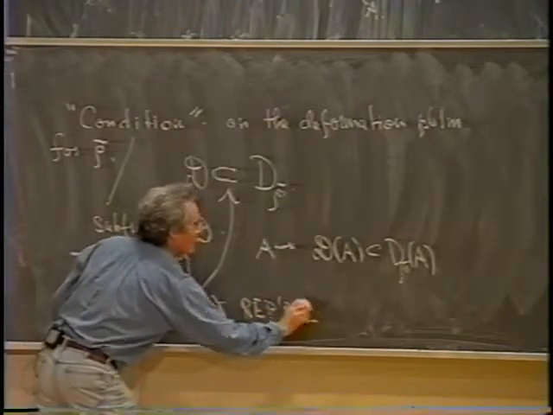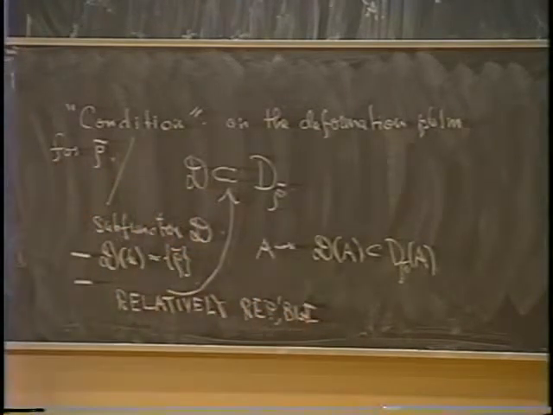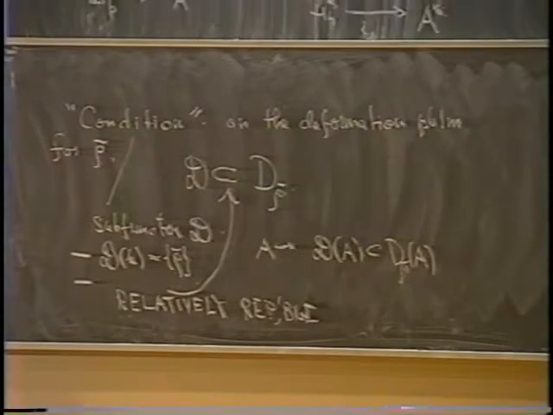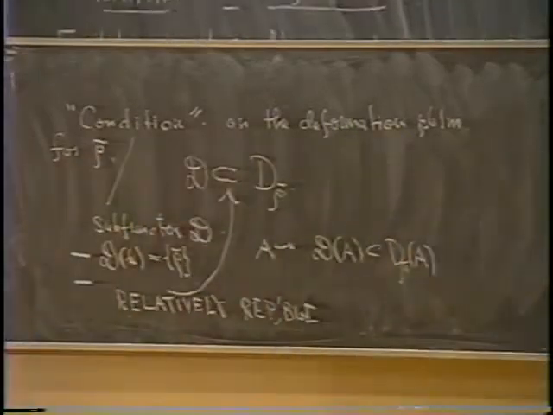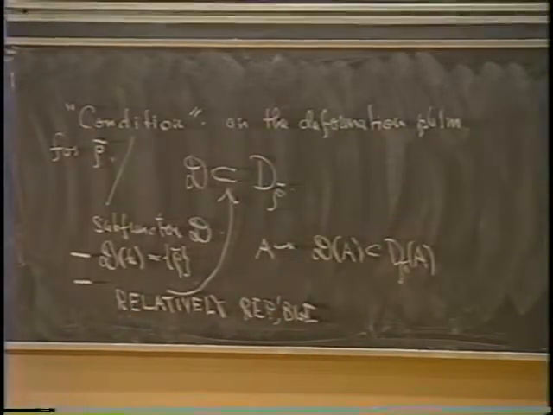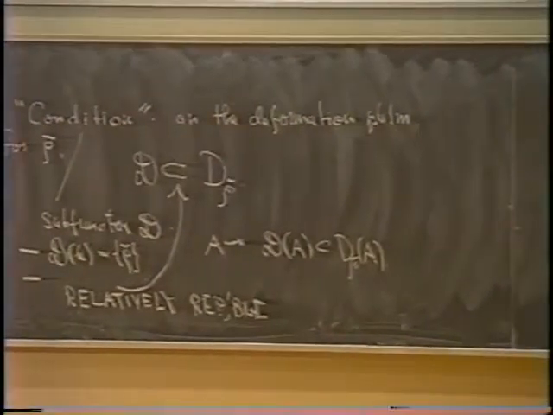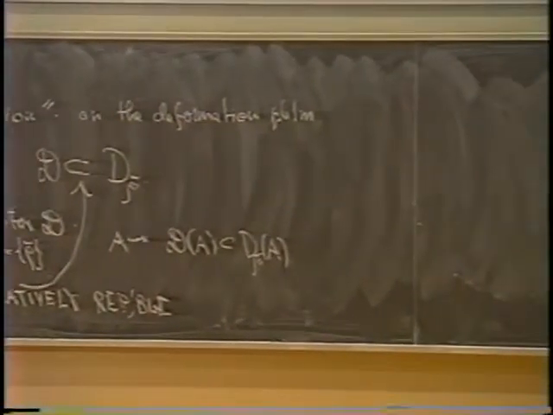Now, that's why I prepared that other board, because to define relatively representable, you have to make a diagram with an incredible number of A, B, C's, and D's.